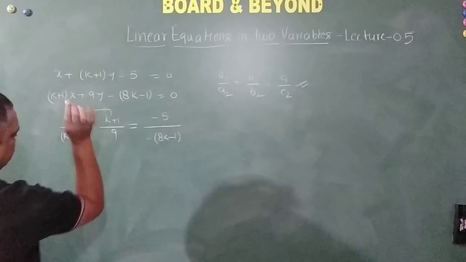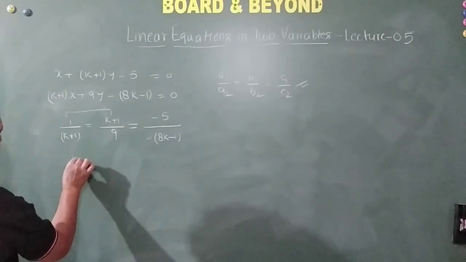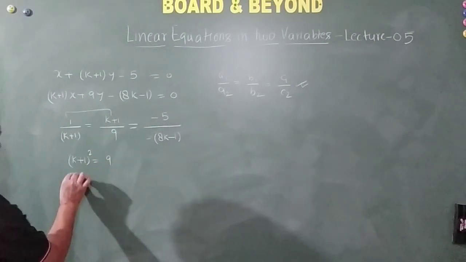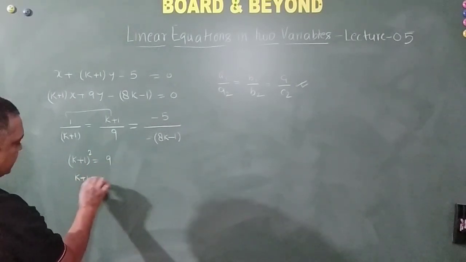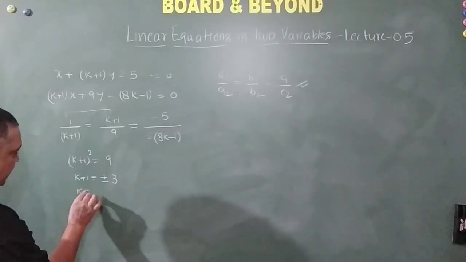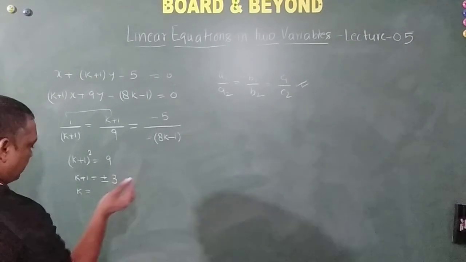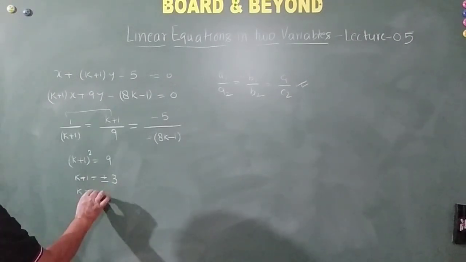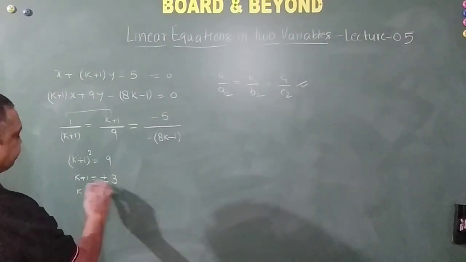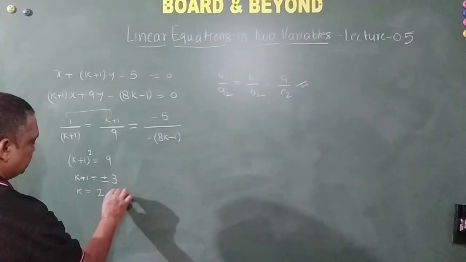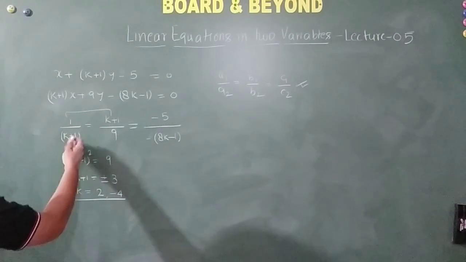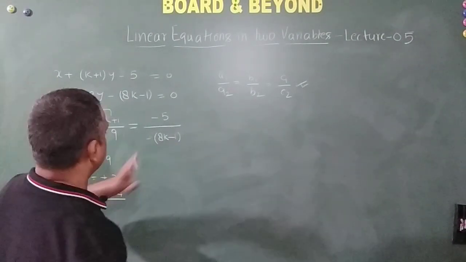I'll take first this one. So this suggests that k plus 1 whole square is equal to 9. So k plus 1 is equal to plus or minus 3. So k is equal to, in one situation it is plus 3, so it becomes plus 2, and in another situation minus 3 minus 1, that is minus 4. You are getting my point? There are two options of k which are coming out when we are solving this. Let us solve this and this.